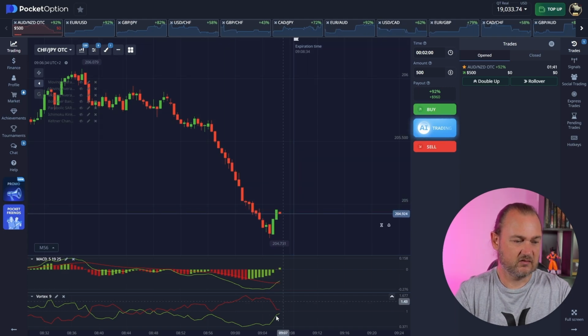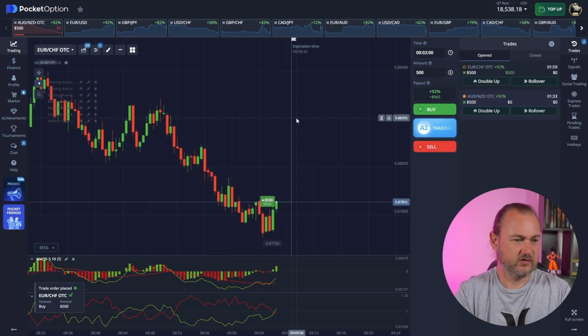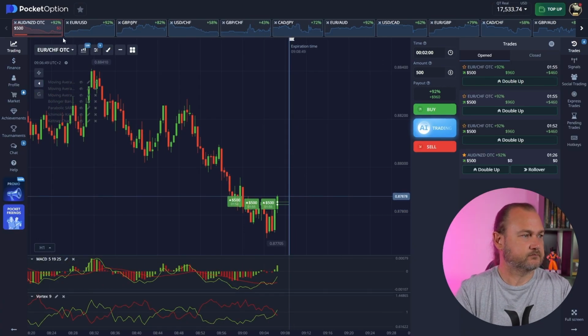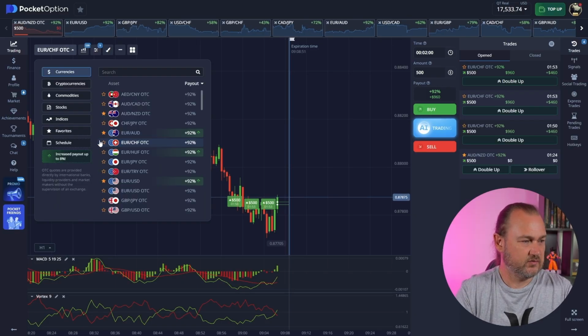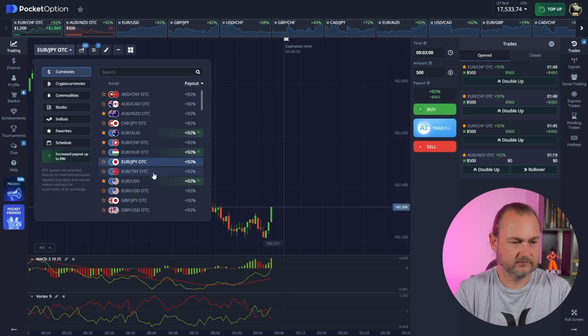Vortex did not make a crossover, so I'm going to stay out of this. Here we have a crossover, so we're going to go with this one as well. Got in a bit low. Let's add some more. Okay. We'll add this to our hot bar. Let's see where we end up.